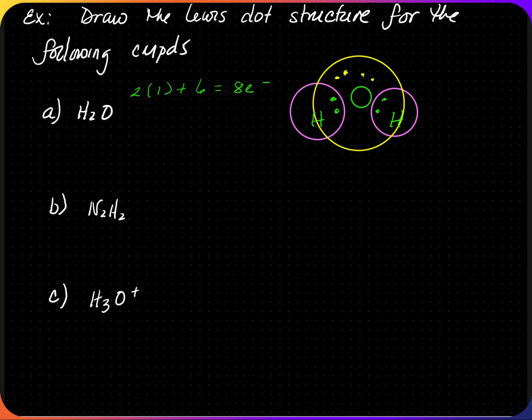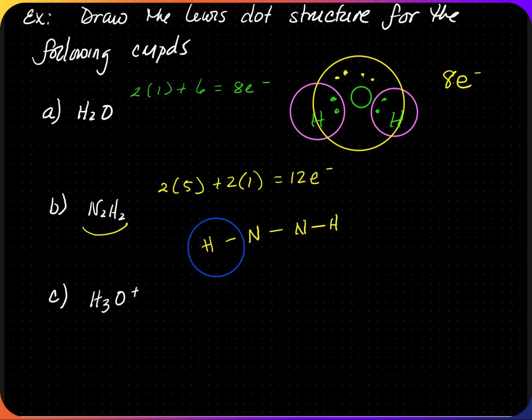So if I count the total number of electrons, it has 8 electrons, so it matches. On B, we have 2 nitrogens, so 2 times 5 valence electrons plus 2 times 1 from the hydrogen, so there's 12 electrons. Hydrogen cannot be in the middle, so we're going to have nitrogen. Compounds like this are going to be symmetrical. So one of the hydrogens is going to be on one side, the other one is going to be on the opposite side with the nitrogens in the middle.